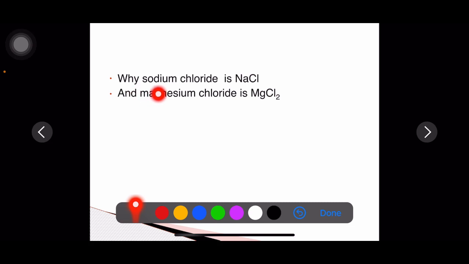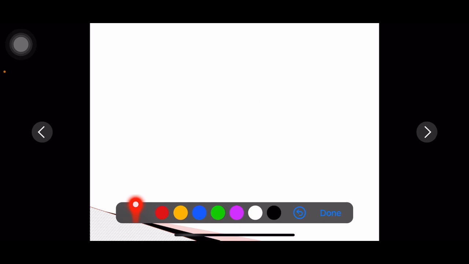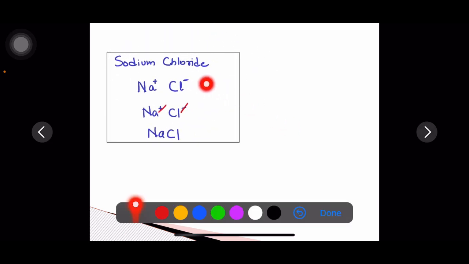Let us see why sodium chloride formula is NaCl and why magnesium chloride formula is MgCl2. Sodium chloride is made up of two ions, positive and negative. Sodium ion is a positive ion and chloride ion is a negative ion. Remember that if the charges are equal in number, they are simply cancelled out because they are already balancing each other. So it is plus 1 and minus 1. You will cancel them out. The formula will be NaCl.